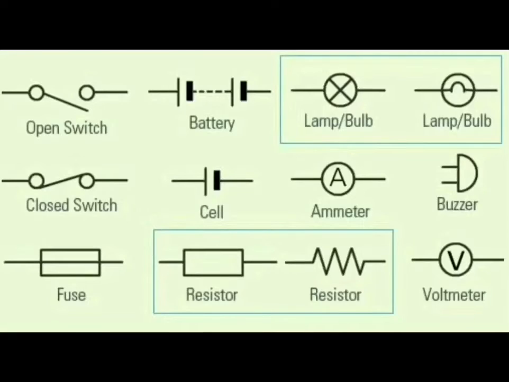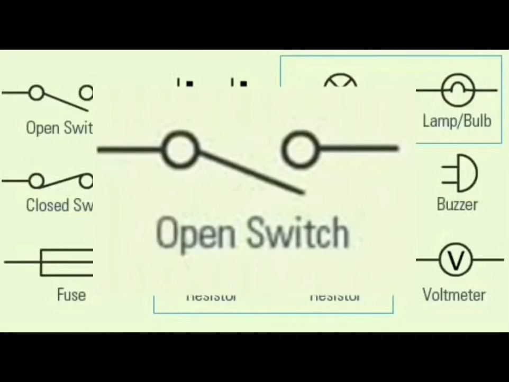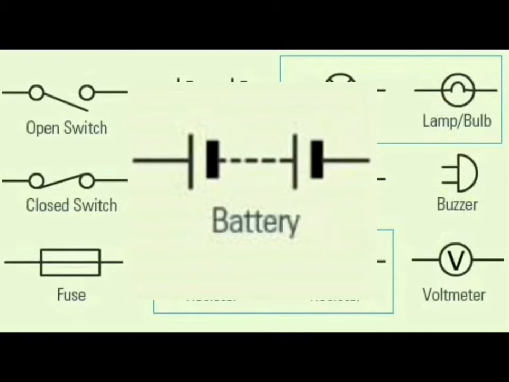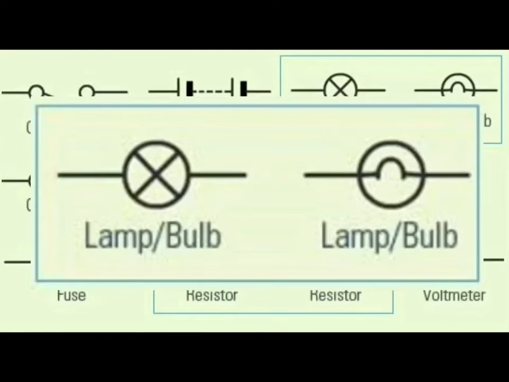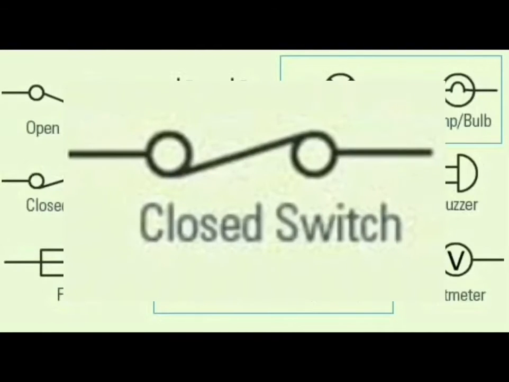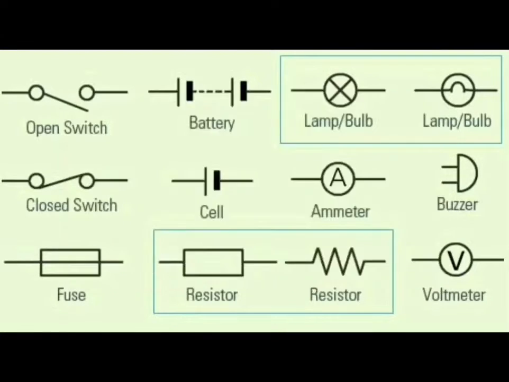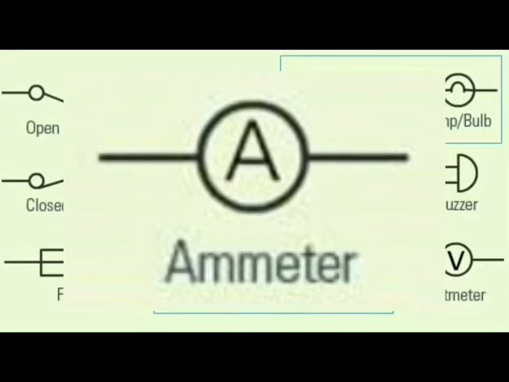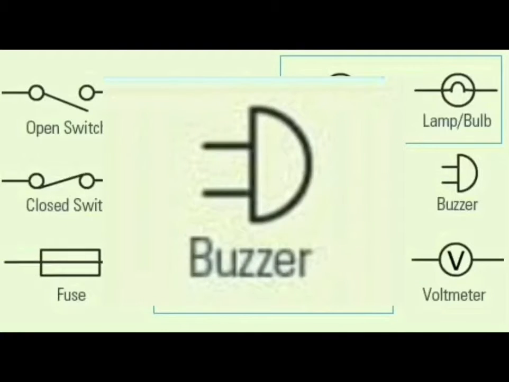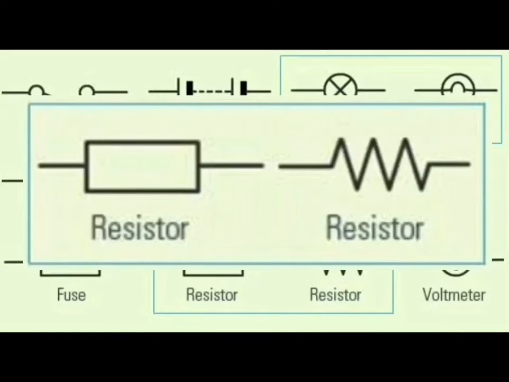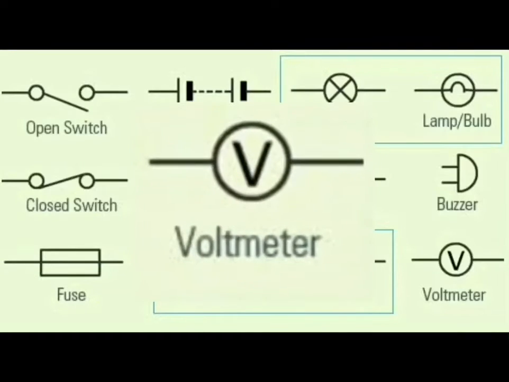So this is a basic set of symbols that you may find on circuit diagrams. First, you have your open switch, the battery, lamp or bulb, closed switch, the cell, the ammeter, the buzzer, the fuse, resistors, and your voltmeter.